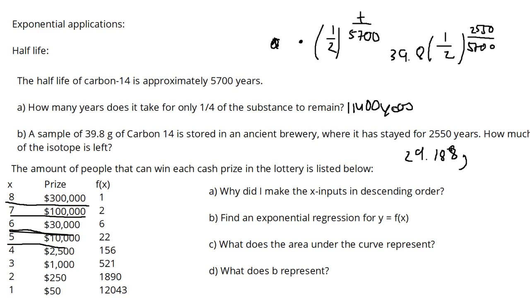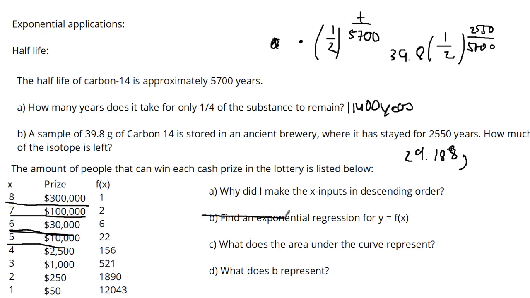If I put them in ascending order, it still makes sense because the higher numbers mean the more common numbers, but in this case I wanted the higher numbers to mean the more prizes, the higher prize that can be won.